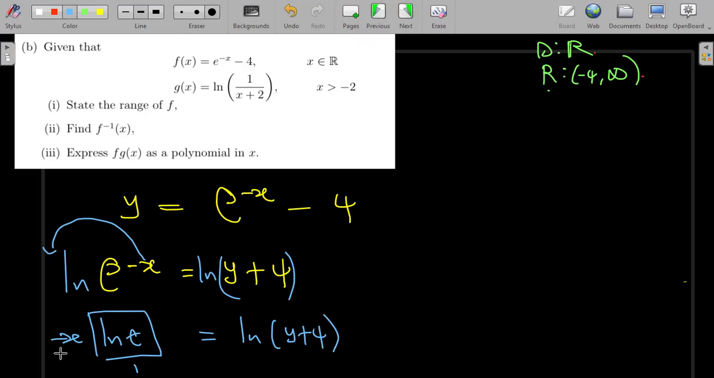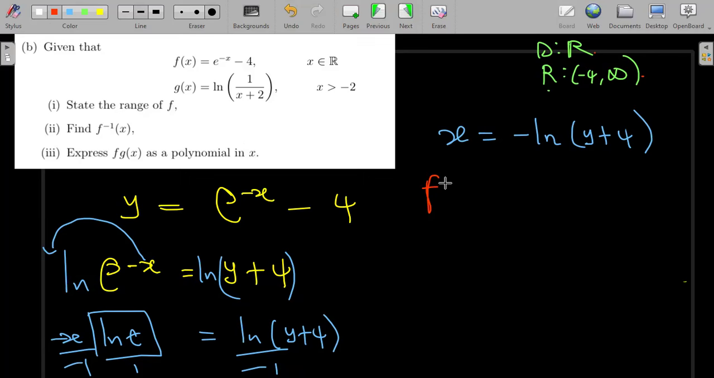Okay, and then I divide both sides by minus 1. It means my x will just be equal to minus ln of y plus 4. Okay, so I write it in terms of the inverse. This will be the inverse of f of x, equals minus ln of, I put back my x there, x plus 4. So this is the inverse.